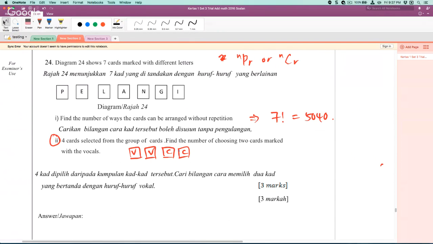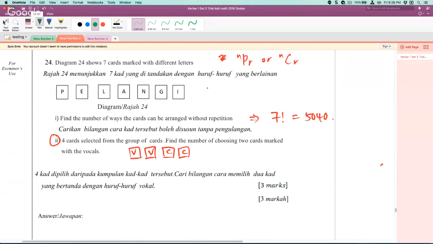Right? So, okay. Now, if you want to choose the card, you have to think, is the arrangement important here or not? In this case, the arrangement is not important because you just need to choose vowel and consonant. You choose which vowel first, it doesn't matter. So, in this case, we will use C. But how can we choose? We have to separate the card.